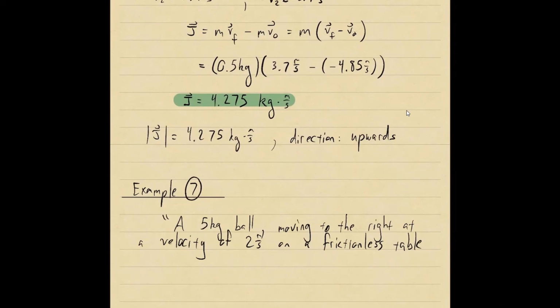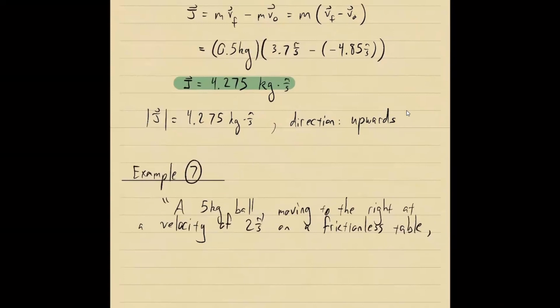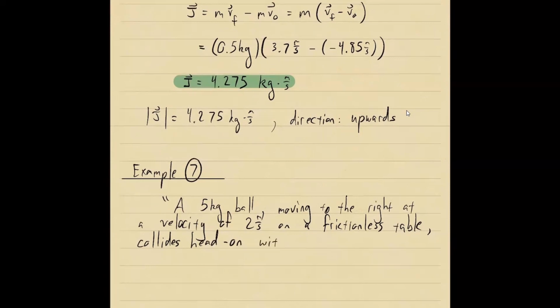And in this case, it looks like we're going to be colliding two balls. So this is probably going to be an elastic collision. In fact, it's actually going to ask us to solve both situations. So this ball moving to the right at a velocity of 2 meters per second on a frictionless table collides head-on with a stationary, so it's not moving, 7.5 kilogram ball.